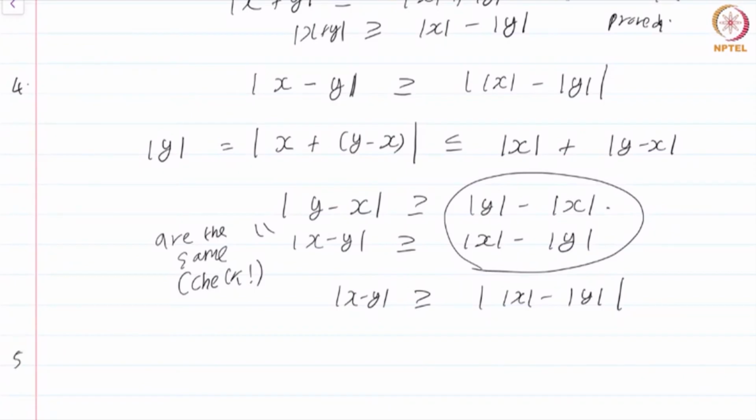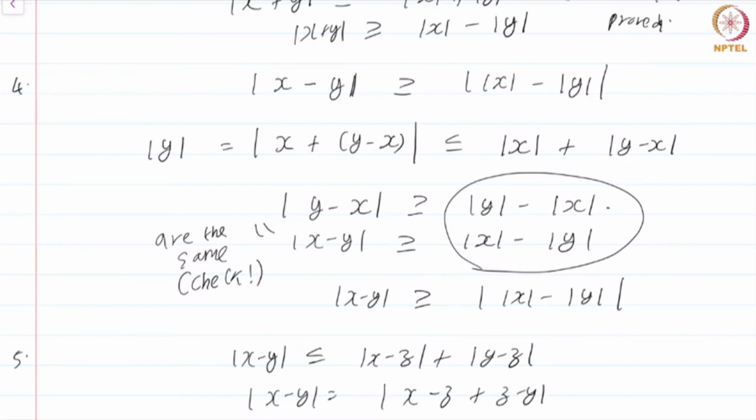Finally, we want to show that for all x, y, z, mod x minus y is less than or equal to mod x minus z plus mod y minus z. This immediately follows by writing mod x minus y as mod of x minus z plus z minus y.